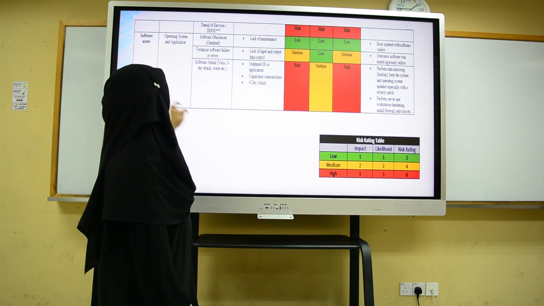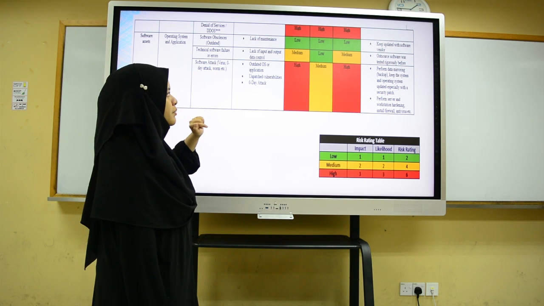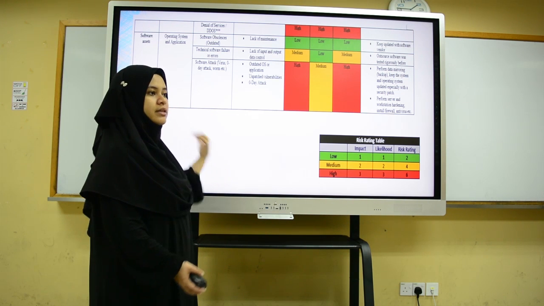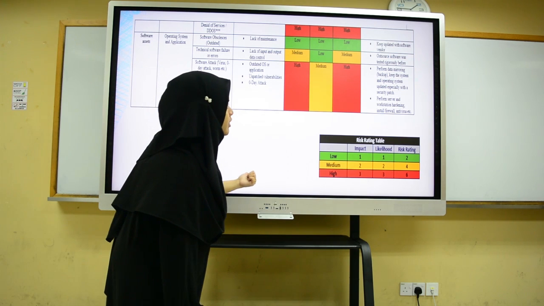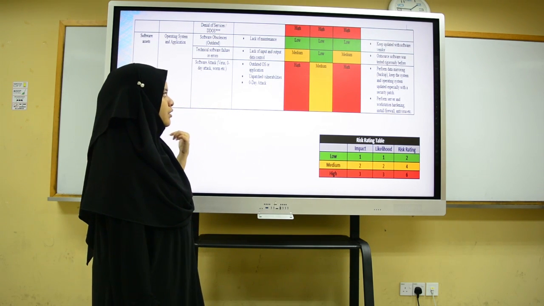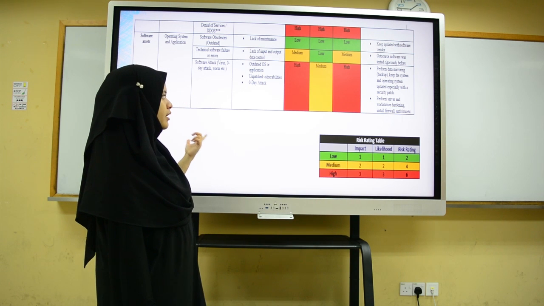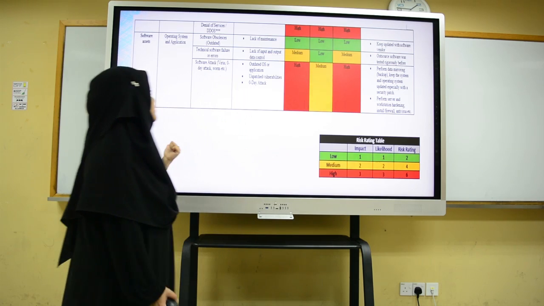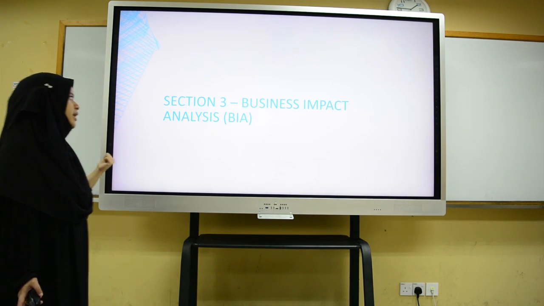For the software attack, we can perform data mirroring backup, which UniKL is doing in other campuses. Keep the system and operating system updated, especially with security patches. Perform server and outstation hardening. Install a firewall and antivirus. Next is business impact analysis.